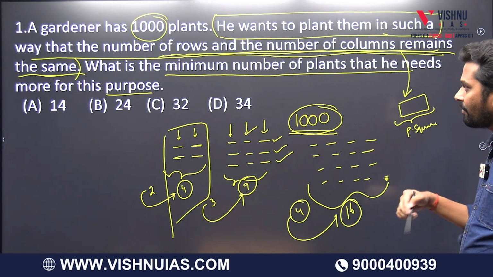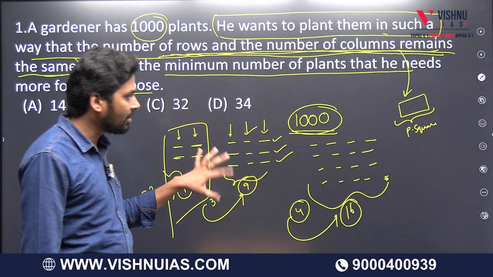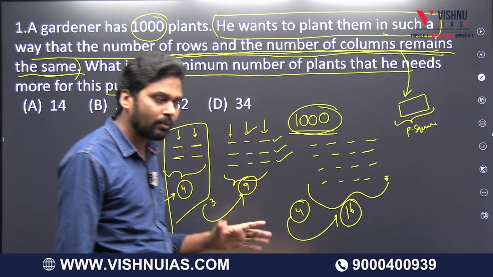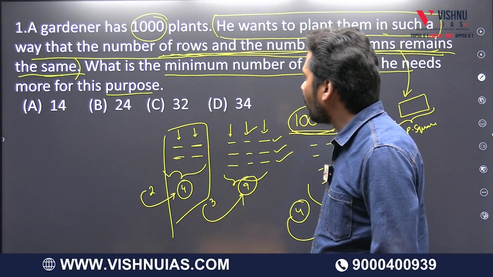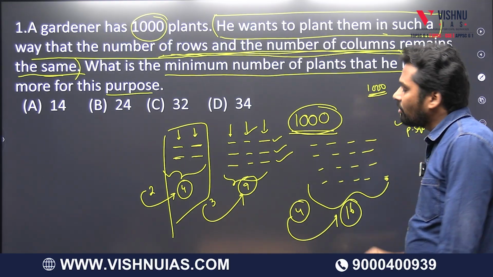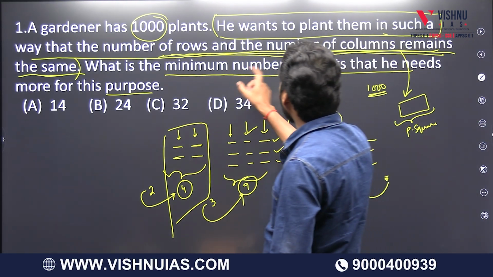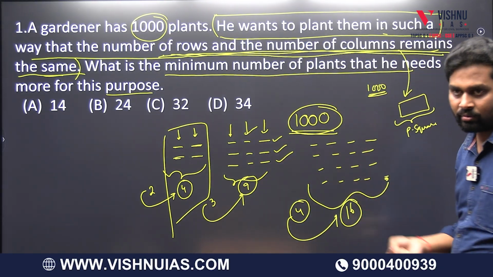In order to make the number of rows and the number of columns the same, from this given information, one thing we understand is that the final number should be a perfect square. So he already had 1000 plants. As we know, 1000 is not a perfect square. That's why he is asking how many minimum number of plants he needs more.